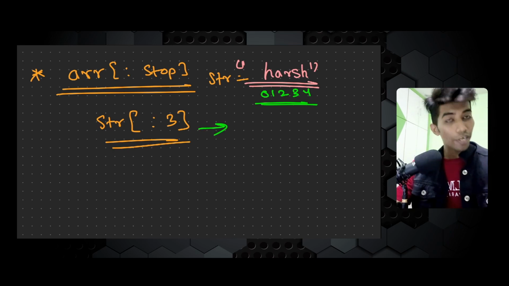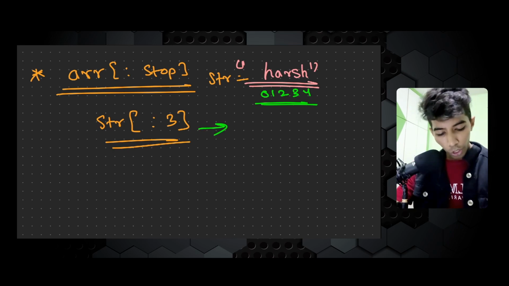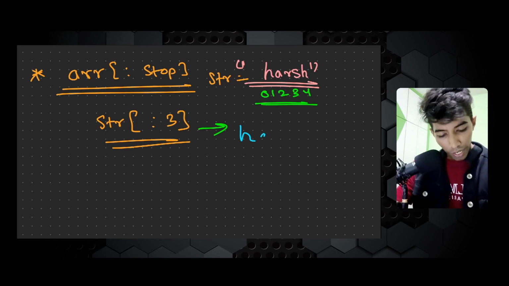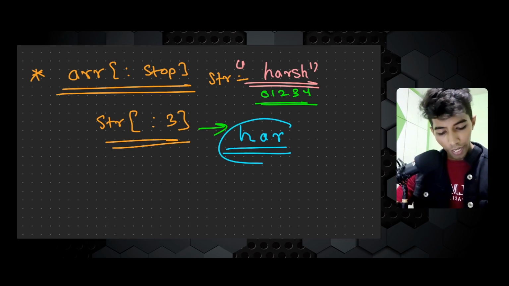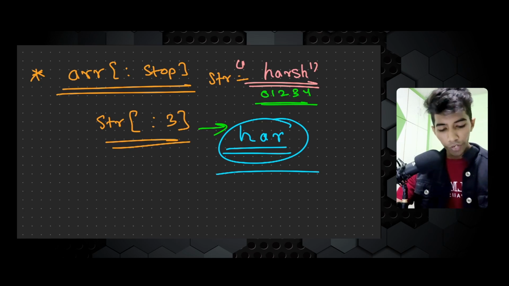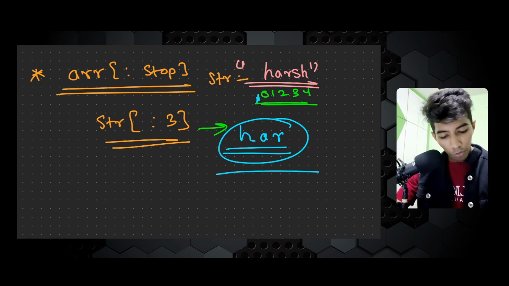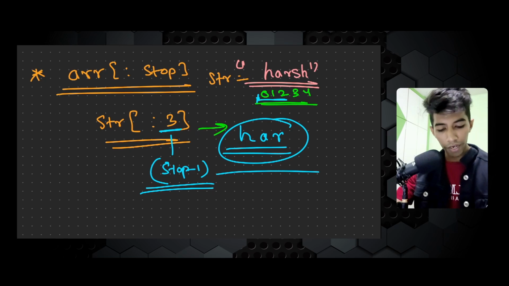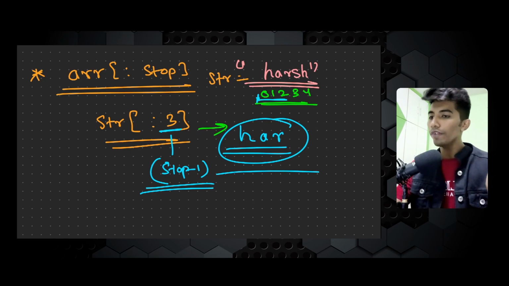So here you can understand this in a way. From 0 it will start. So H will be first, correct? H will be my first, then A, then R. So I will get HAR over here, correct? So from where to where? From start till the stop. It will run till stop minus 1, and print the last value, which is R. So you got from where to where we are running.